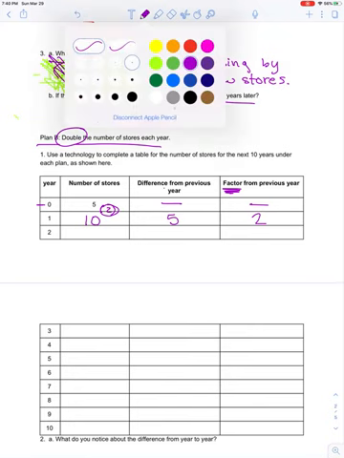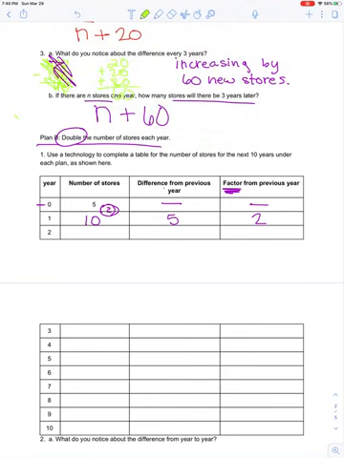Okay, let's change colors, make sure we're understanding. All right, and then we're going to double again. So I'm going to multiply again by 2. Now 10 times 2 is 20. So the difference from the previous year, I started with 10, now I have 20. So now I have 10 new stores, but my factor, again, I multiplied by 2.